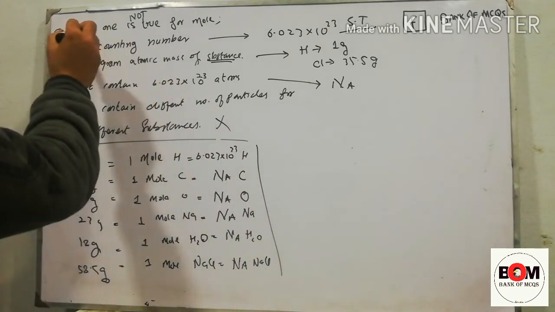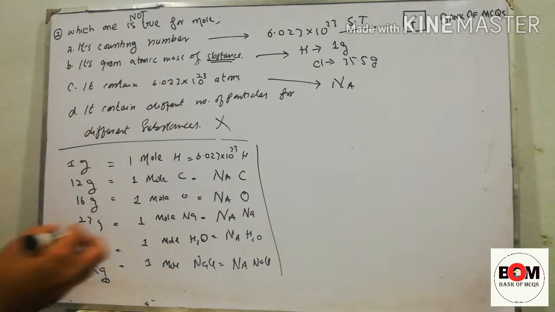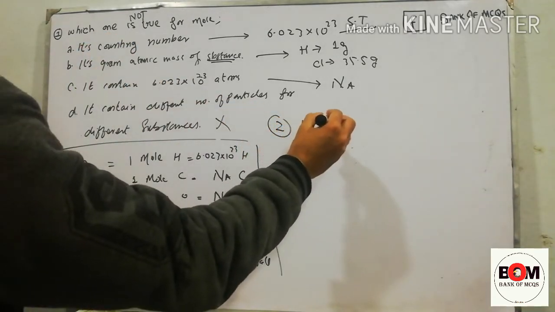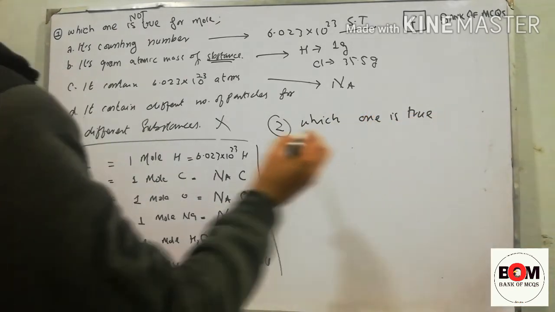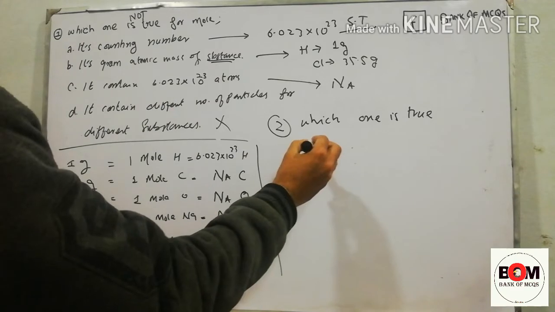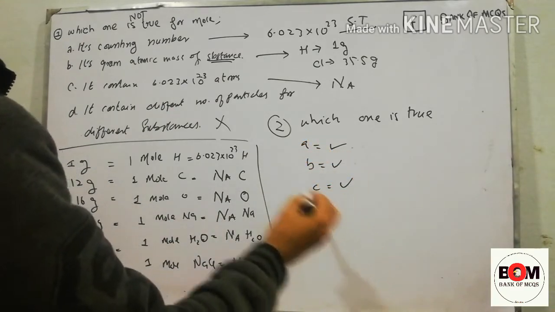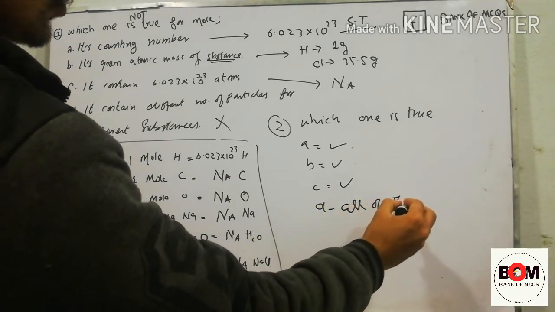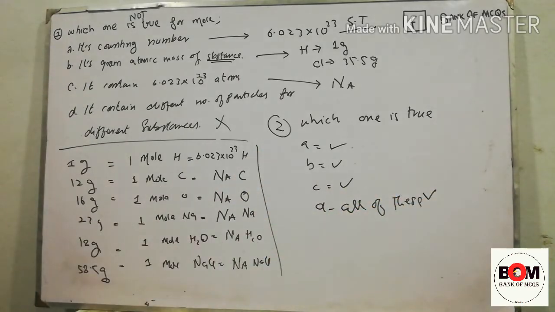So MCQ 1: which one is not true for mole? Option D is not true. They can also give this MCQ as: which one is true? In that case, they may give option A as given above, option B as given above, option C same as above, and option D as all of these. As these three are right, option D will also be right.